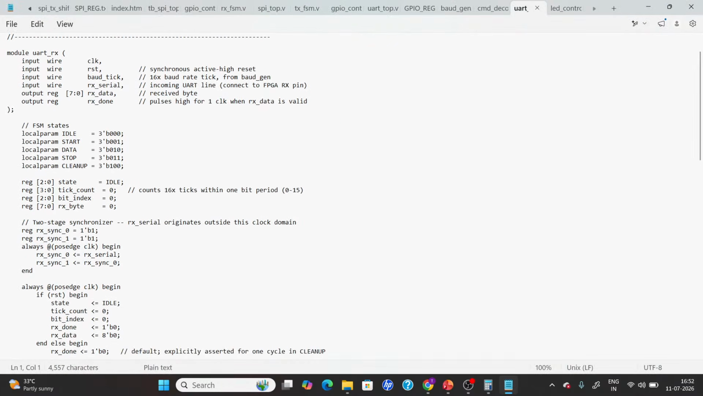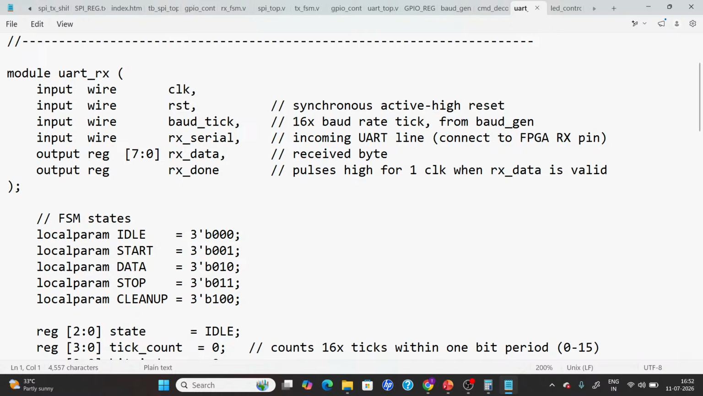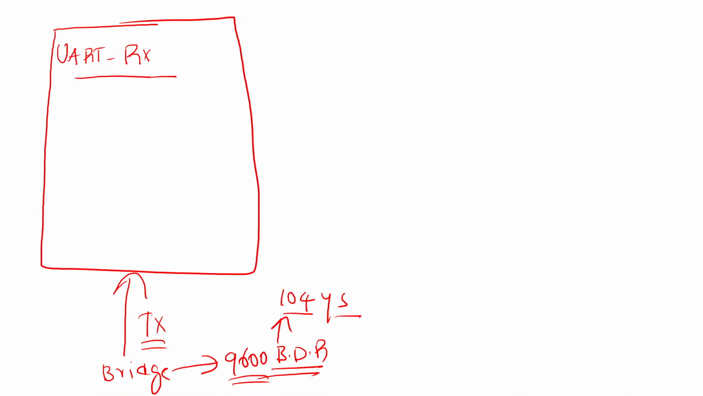So this is my UART receiver file where I'm going to have clock, reset, and one signal known as baud_tick. What is this baud_tick? We will discuss. Next is RX_serial, the pin I'm going to use for receiving the serial data. Whatever serial data I have received from the bridge, I'm going to convert into parallel data and give to the decoder.